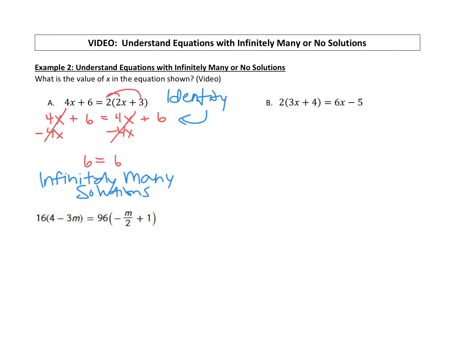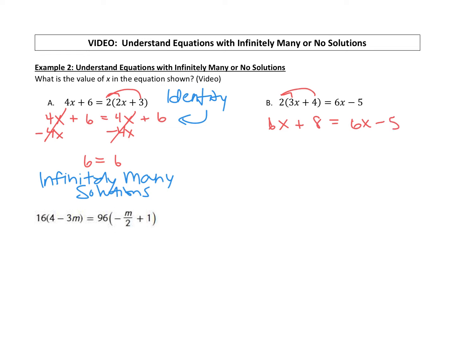All right, so that's what it looks like when you have infinitely many solutions. Let's take a look at our next example. Do we have any cleanup work to do? Oh yeah, we got some distributing. So 2 times 3x is 6x. 2 times positive 4 is positive 8. This right side looks okay. We're just going to carry down the 6x minus 5.